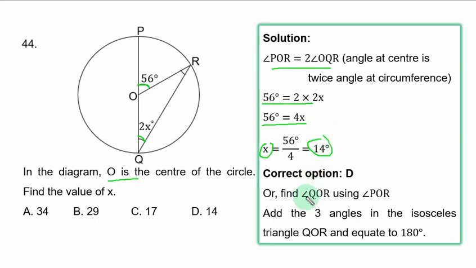Alternatively, you can find angle QOR, that is this angle, using 56, sum of angles on a straight line. Now, OQ is equal to OR. That means this angle is equal to 2S as well. If you add all the angles in the isosceles triangle, the sum is 180 degrees. That will also give S as 14 degrees.